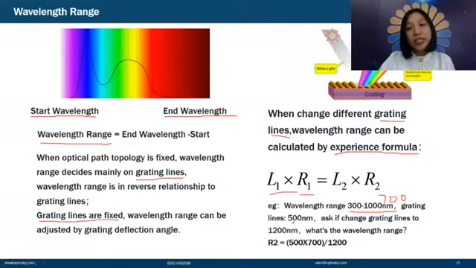If we use a grating of 500 lines, the question is, if we change the grating to 1200 lines, what's the wavelength range? We can use 500 multiplied by 700 and divided by 1200. So it's less than 300. So if you use more grating lines, the wavelength range will be shorter.